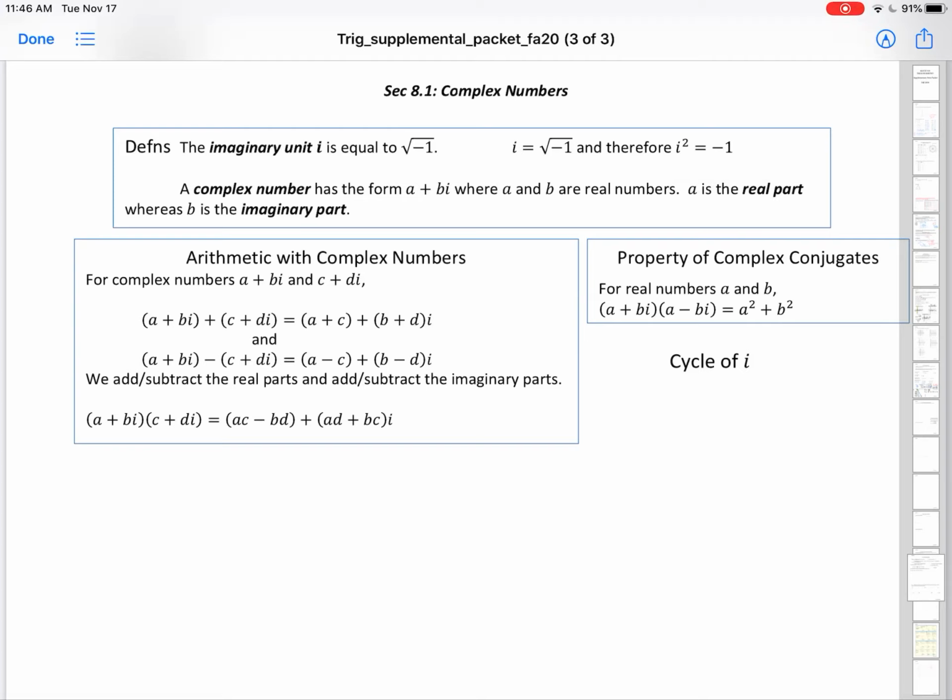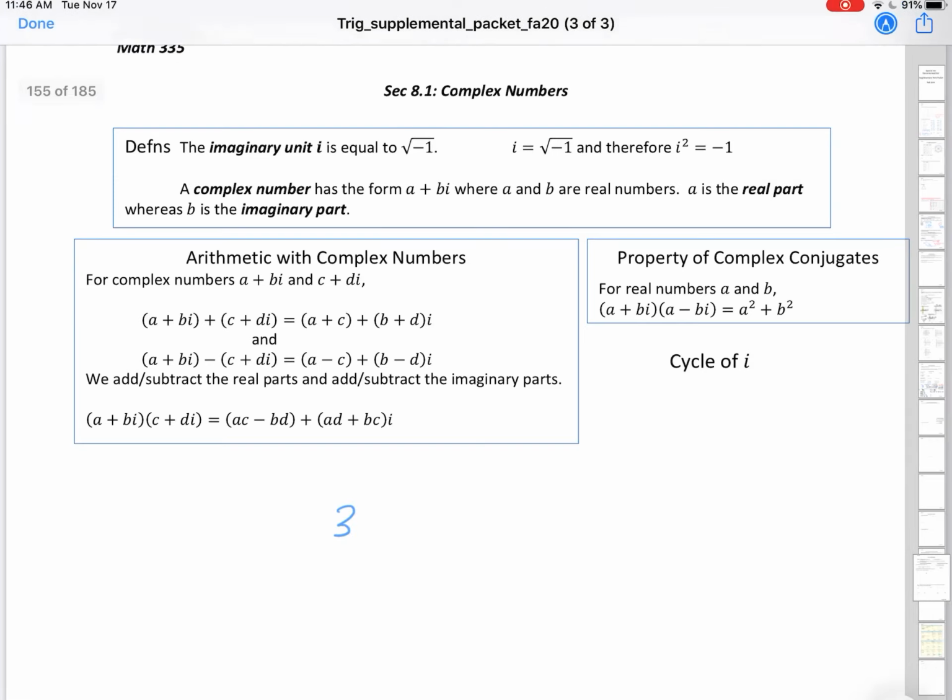The imaginary unit i is equal to the square root of -1. And so because i is equal to root -1, therefore i squared is -1. A complex number has the form a plus bi. So a complex number could look like this, 3 plus 2i. Right here, the a that they're referring to is 3, the b that they're referring to is 2.